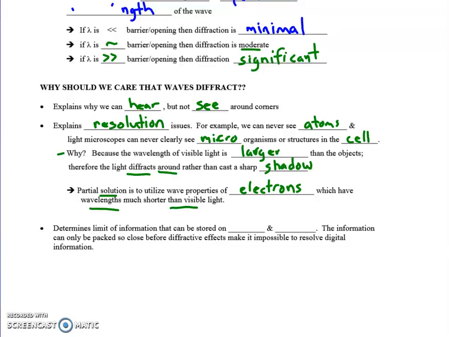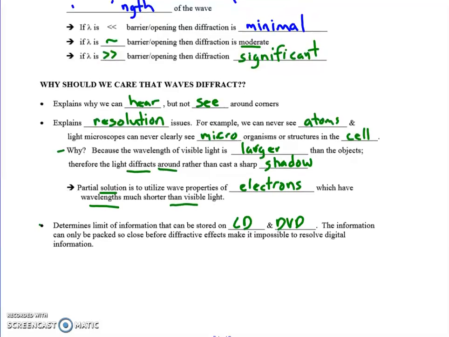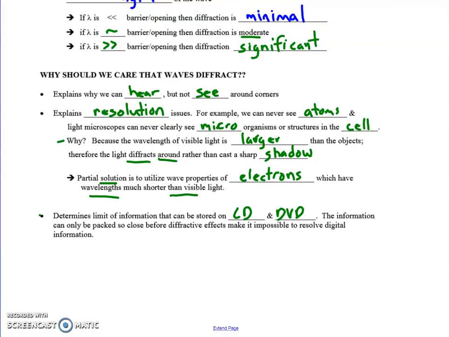And the last thing, this is a technology that's becoming outdated, but it's still around. It determines the limit of information that can be stored on a CD or a DVD. You can only put so much information on those because the little pits in there that store the information are so close that diffractive effects make it impossible to resolve the digital information. We can't distinguish one little bit of information from another when they're too close together, because what reads them is a laser light, which has a certain wavelength, and if the wavelength is on the order of the separation between the two pieces of digital information, we can't tell them apart.